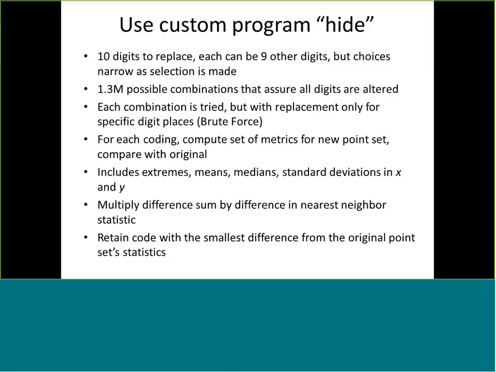So my method tries every possible combination, but with replacement only for specific digit places, as we'll explain in just a minute, and it uses brute force. In other words, it calculates all of the values, and in each coding, each iteration, it computes a set of metrics for the new point set and compares that with the original. The values that it actually computes involve the extremes, the bounding box, the minimum, max, the means, the medians, the standard deviations in X and Y. And then it also calculates the nearest neighbor statistic representing the dispersal of the distribution. It takes all the mean differences, the tiny differences between those, multiplies them by the sum difference for the nearest neighbor statistic, and it retains the specific numerical code with the smallest difference from the original point set statistics.